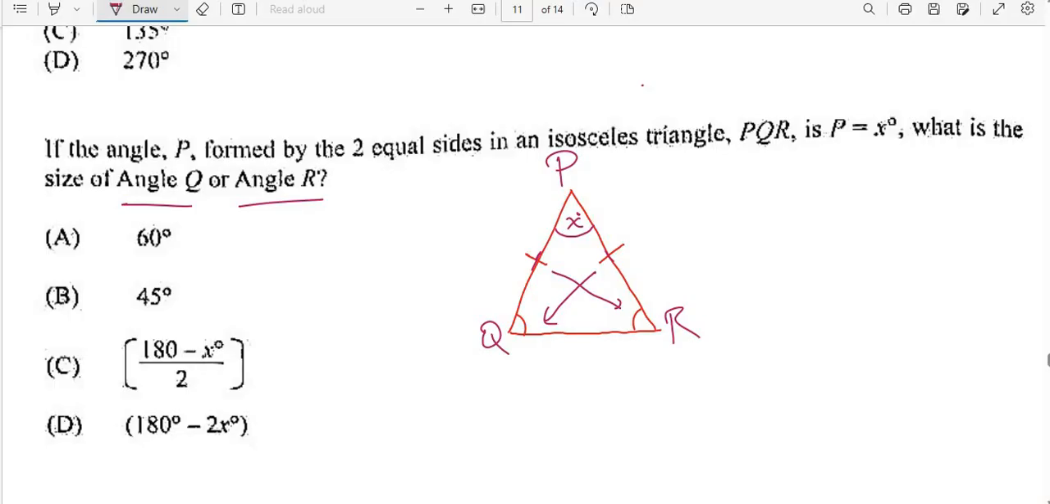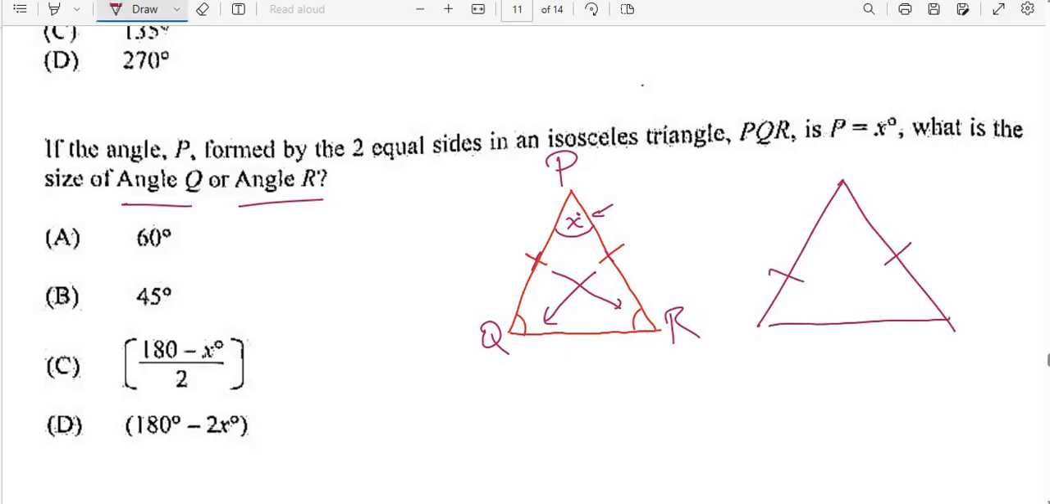Now, how do we find the measure of any one of these angles, Q or R? Obviously, that gave us the angle for P, so we can find the actual measure. It's an isosceles triangle, not an equilateral triangle. If this were 60, then these other two base angles would be 60, but we do not know what x is. But we can find x by creating a formula. Let me show you.